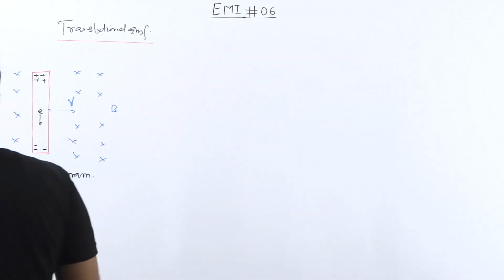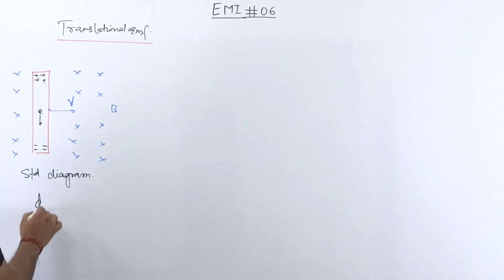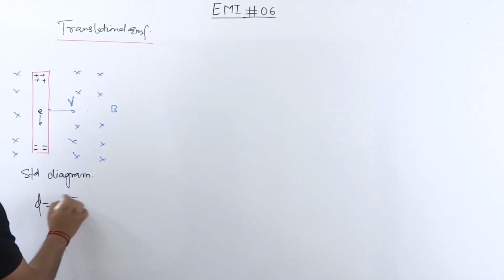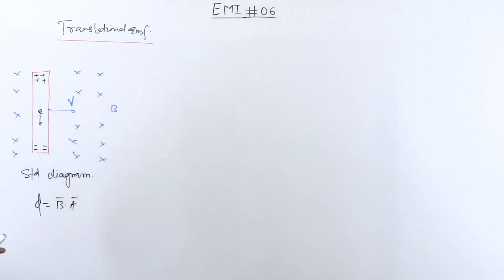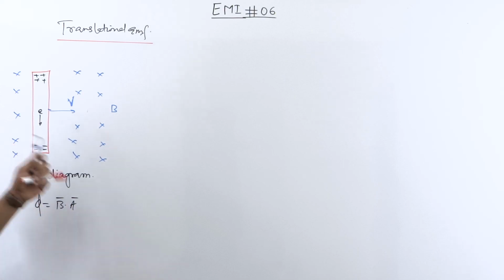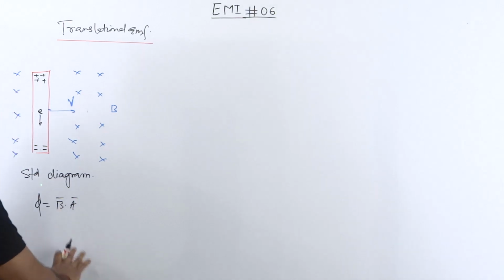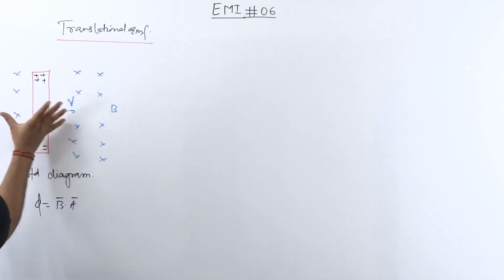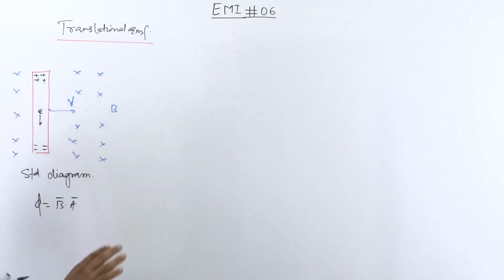Now we know that the flux is all about B dot A, right? So the flux change could be achieved by changing the magnetic field or by changing the area of the loop linked in that magnetic field. For the magnetic field, I can change the area, and the area change is not like I'm going to change the length of this, I'm going to change the width of this.